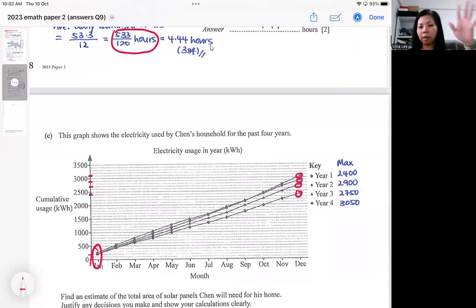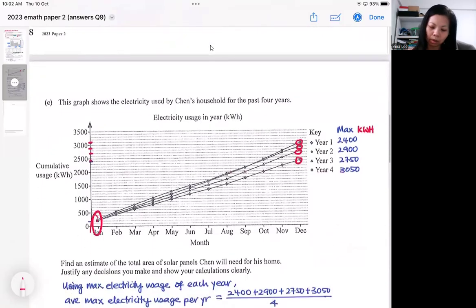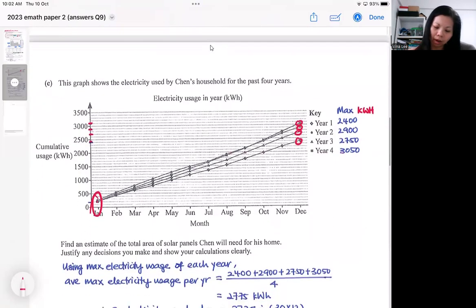So you cater for the max, and then you will surely have enough on the days when you don't need to use so much. So I look at the max power for the 4 years. Okay, and if I look at the max power for the 4 years, I can calculate an average for 1 year.